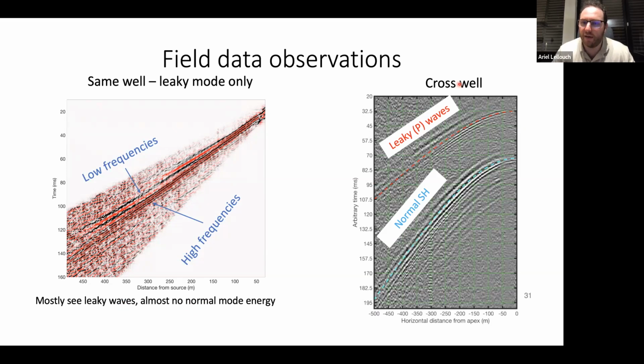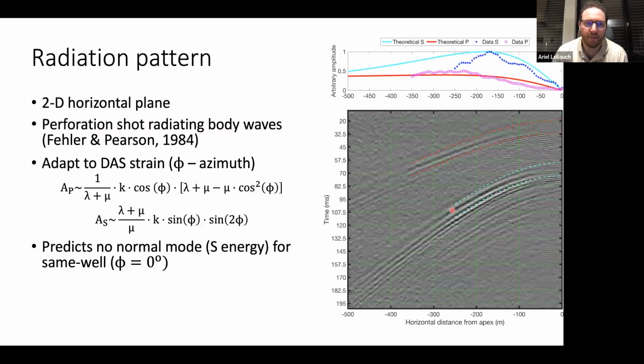When you go to the cross well, so now you've got one of the red wells, one of the offset wells, being perforated. There's about 250 meters to the DAS well, so the moveouts now are going to be closer to hyperbolic, but you can still see this dispersion, with low frequencies and high frequencies. But now you see a second mode, and that's the normal SH mode. So we see both the leaky and the normal mode in the field data, which is pretty cool.